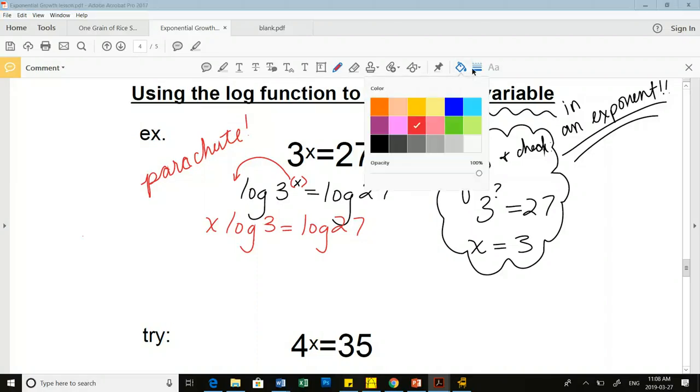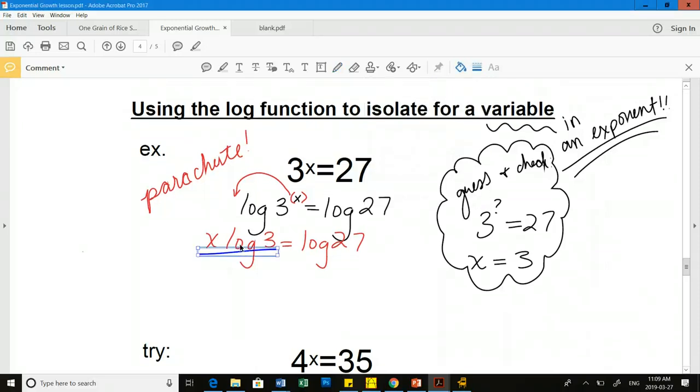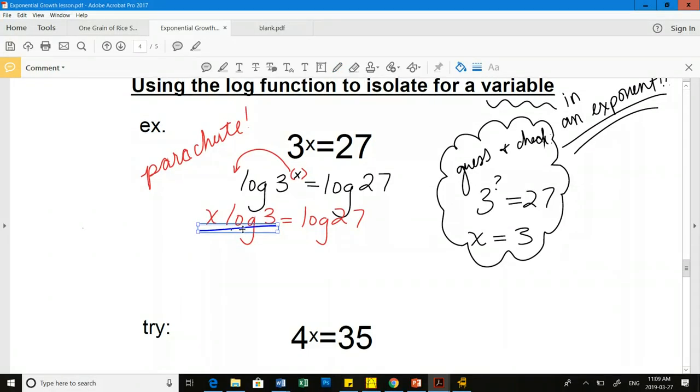The important thing to note is that when I have the log of 3, the log and the 3 are now buddies, and they have to move together. I can't move one without moving the other. So I actually have to move this whole expression, and I'm going to do that by dividing by the log of 3.